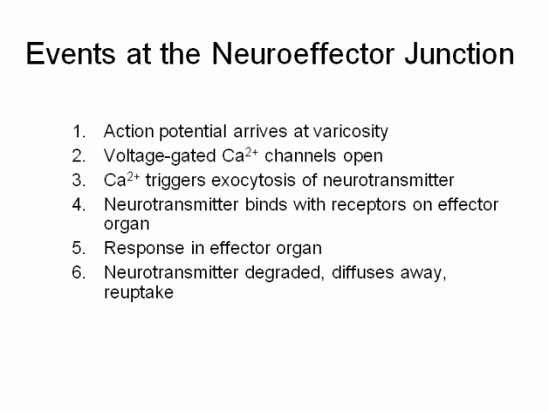And just as we saw in other systems, in terms of the synapses, we need to look at the events that are occurring. The action potential arrives at the varicosity, activates voltage-gated calcium channels. This triggers exocytosis of the neurotransmitter, and this, of course, is norepinephrine. It binds to the receptors on the effector organs, causes a response in the effector organ, and then the neurotransmitter is degraded or diffuses away or is taken up by reuptake pumps.